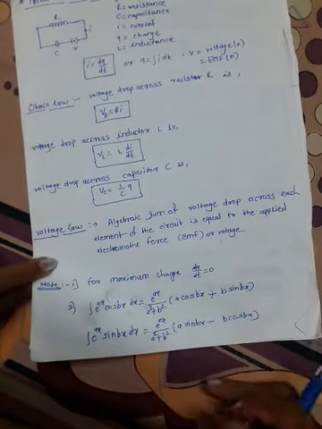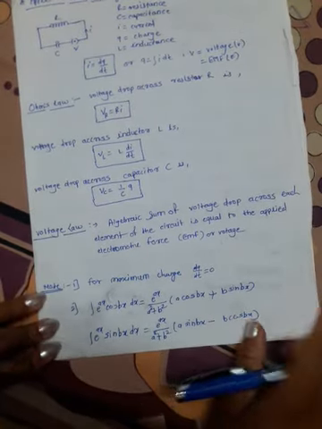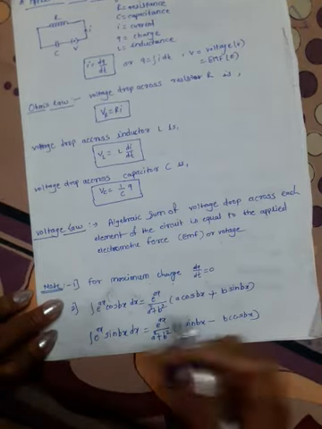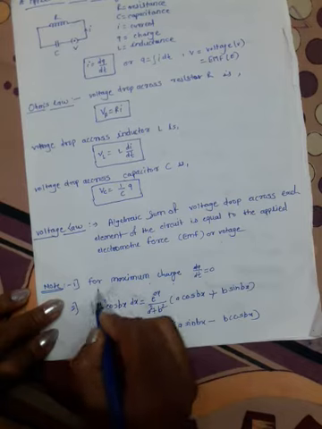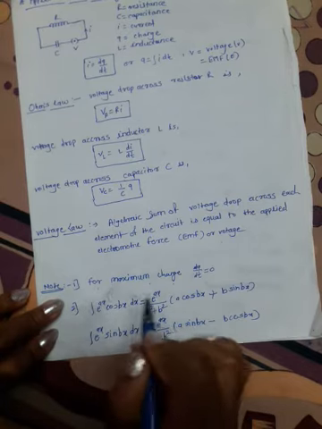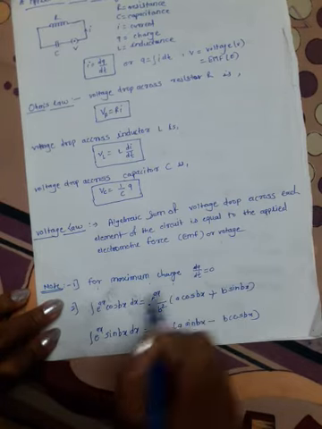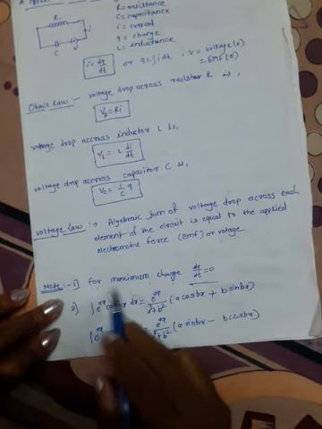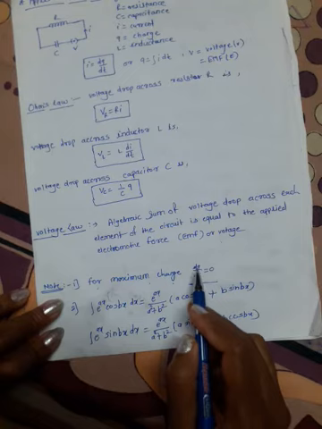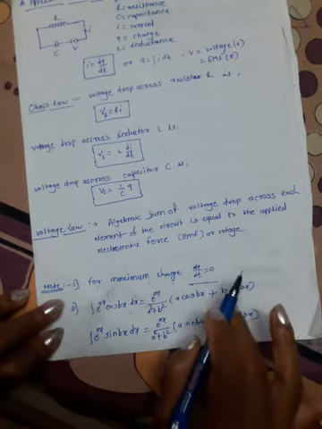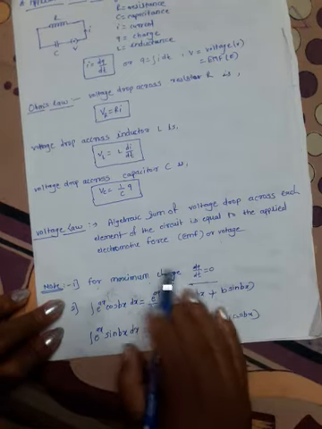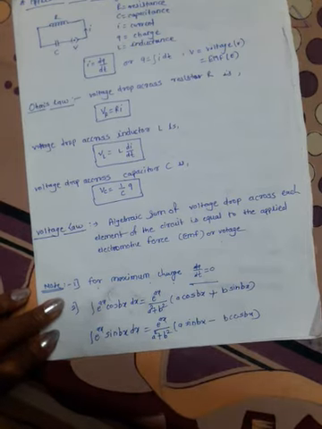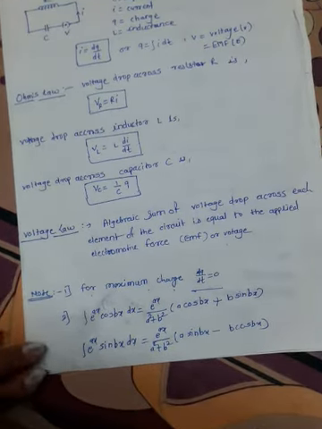Okay, now these are some notes. Note number 1, for maximum charge: in some examples we are using this formula, wherever the words maximum charge are there, we have to use this equation. Maximum charge is nothing but dq by dt is equal to 0. For maximum charge, the derivative of charge with respect to t must be equal to 0. Q is the charge, I is the current.